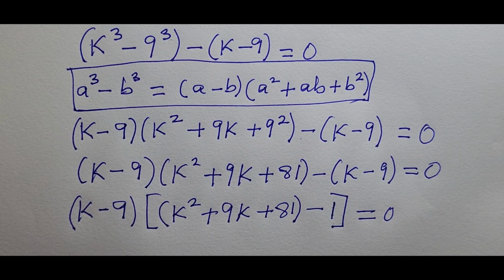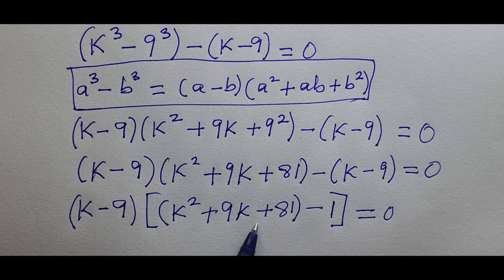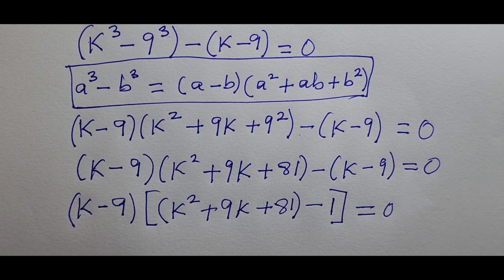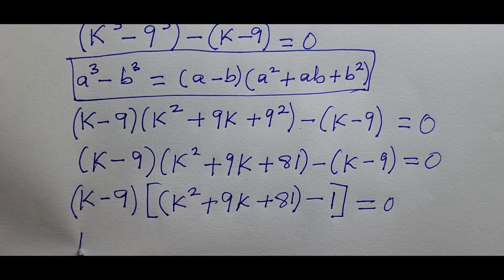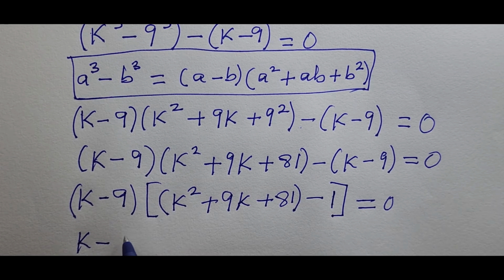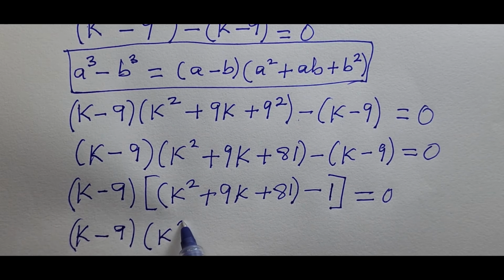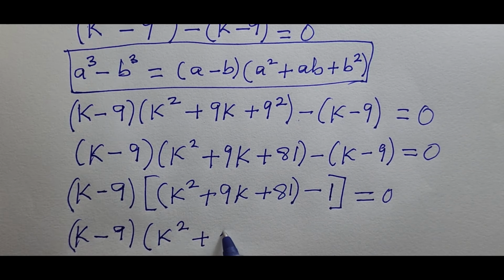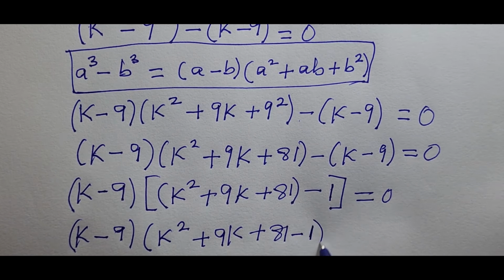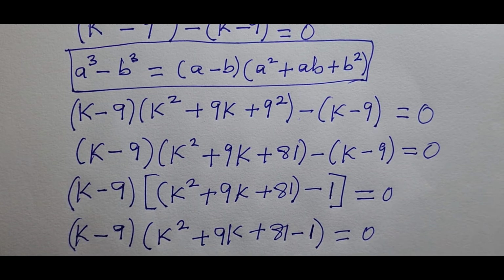So what we do next here is this. Let's go ahead and input the bracket we have inside this expression here. So this is going to give us (k - 9)(k² + 9k, then if we open this, we're going to have 81 - 1) = 0.